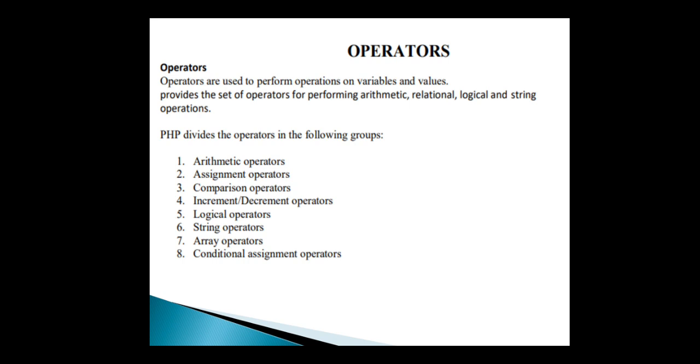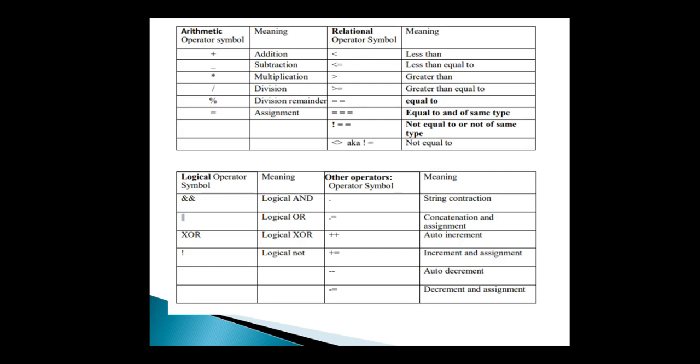Next one is the operator. This is an easy concept for you. Operators are used to perform operations on variables and values. PHP provides a set of operators for performing arithmetic, relational, logical and string operations. Here PHP divides the operators into the following groups: arithmetic, assignment, comparison, increment or decrement, logical, string, array and conditional assignment operators. So you can write this down.